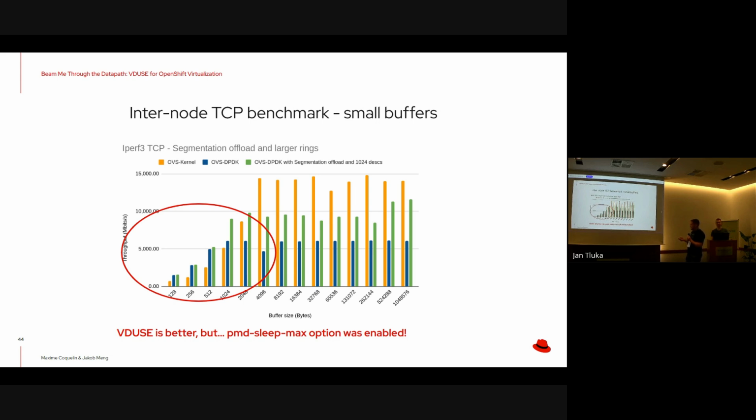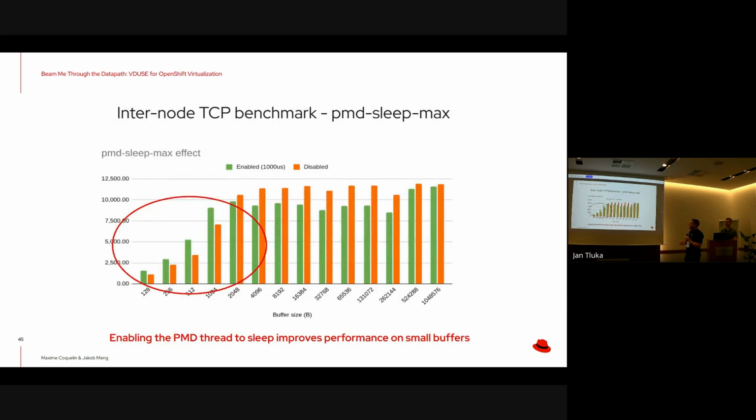We are better, but while debugging, we noticed that we forgot to remove one debug option, one that we set when we initially developed the solution on virtual machines to not overload the host CPUs. The PMD sleep max option was enabled. If we disable it, because it was not really intended to be enabled, we notice that the performance actually decreases for smaller buffers, but improves for larger ones. So how do we explain that performance is better when we introduce sleeps into the datapath?